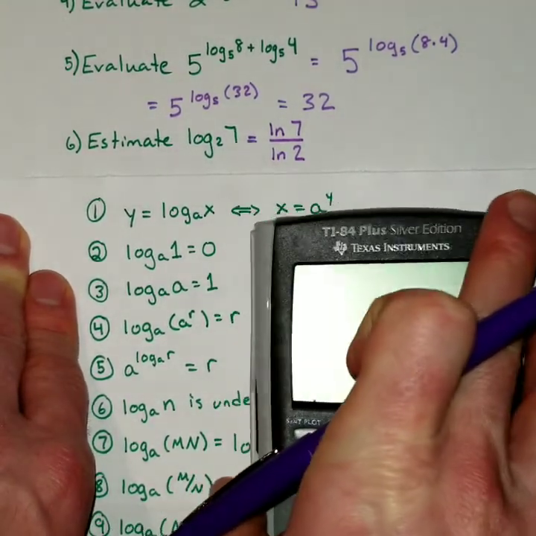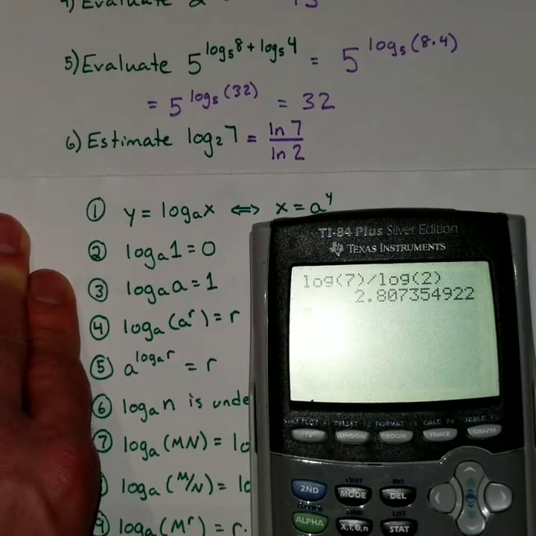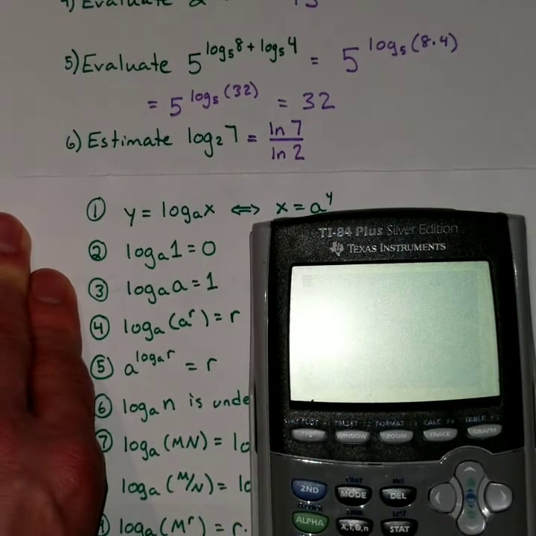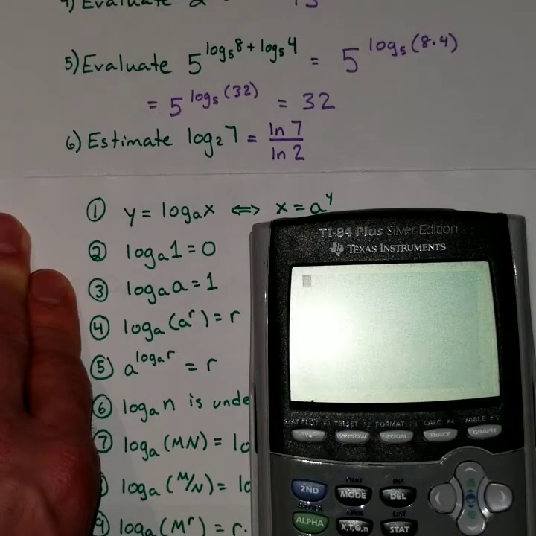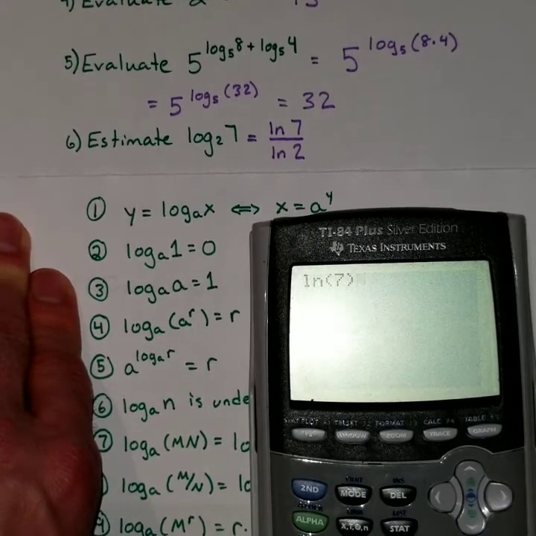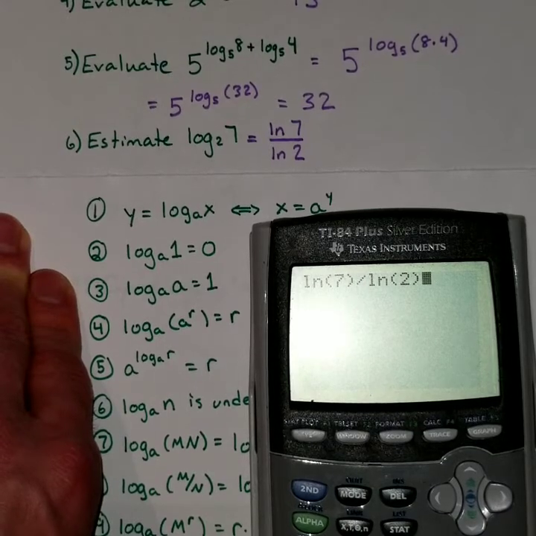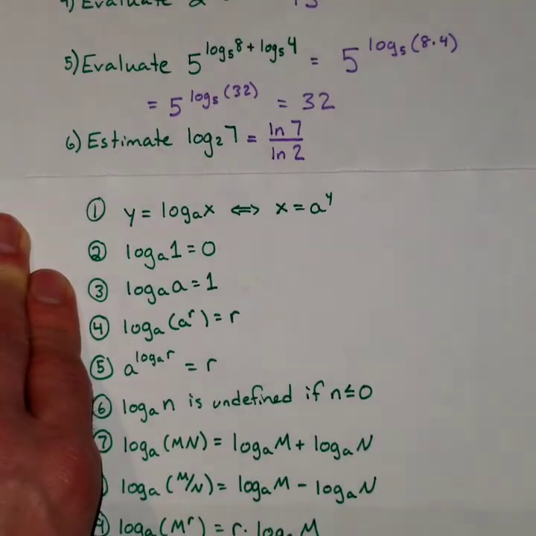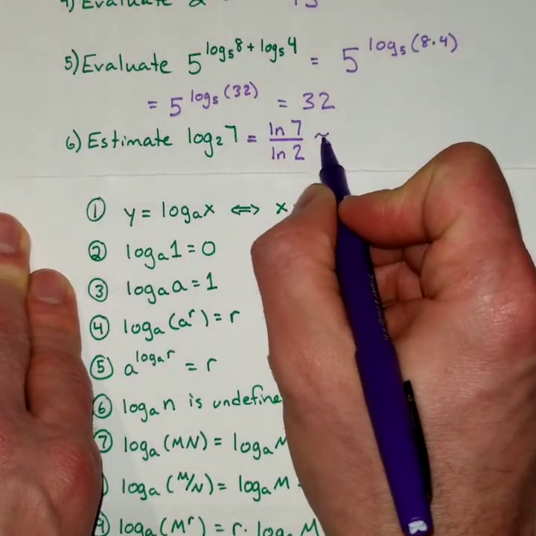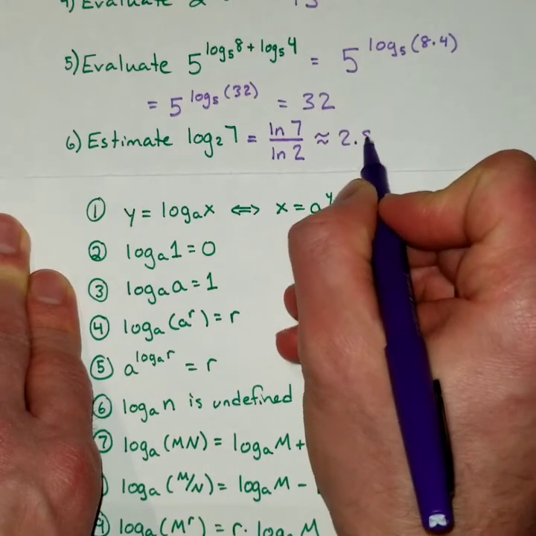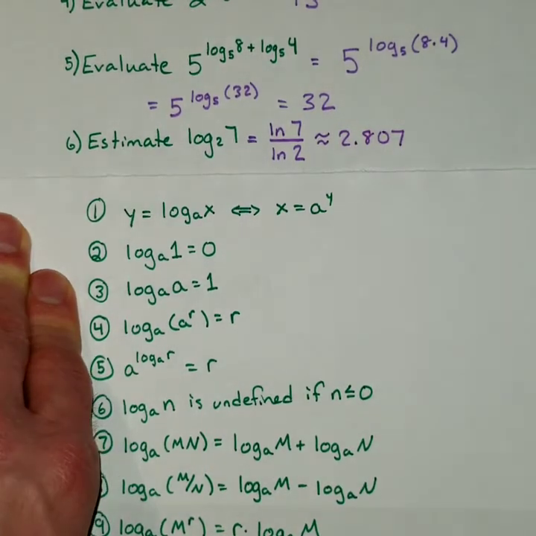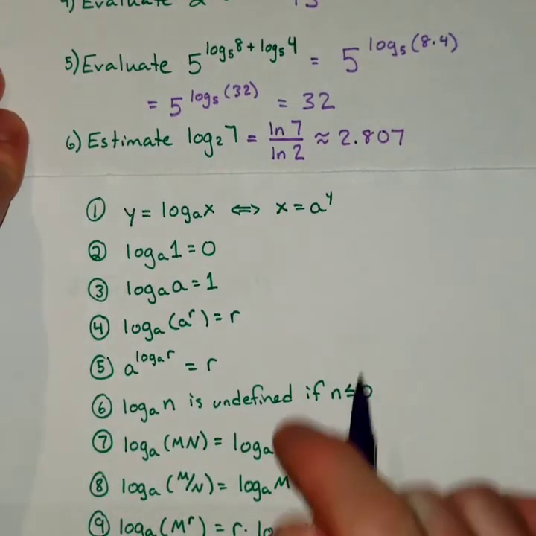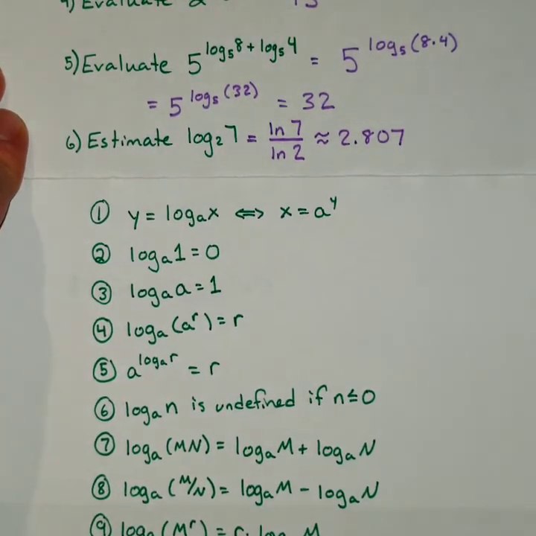Go to my calculator. Natural log, where is it? Natural log of 7 divided by natural log of 2. And I'm going to have approximately 2.807. Alright, so this is approximately 2.807, which is reasonable. It should be just under 3, like I said.